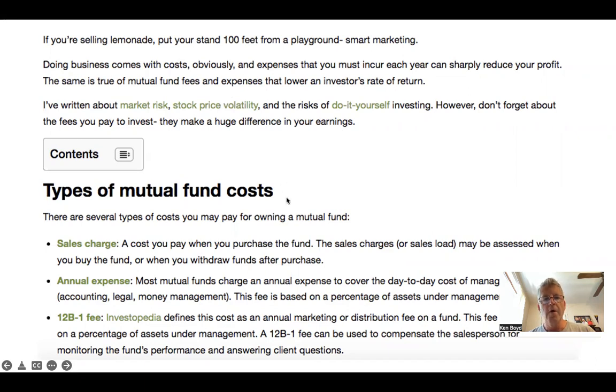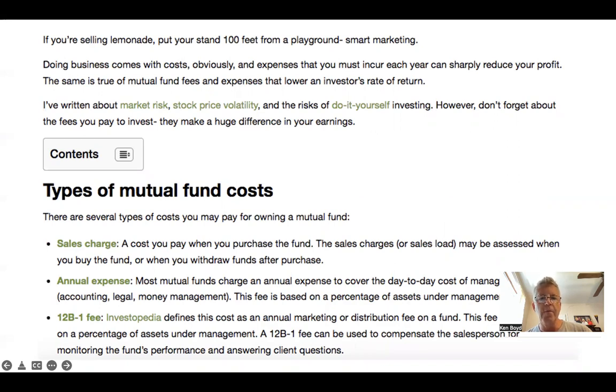So there are three types of costs, basic costs to buying a mutual fund. The first is the sales charge, the cost you pay when you purchase the fund. The sales charge or sales load may be assessed when you buy the fund or when you withdraw funds after a purchase. The annual expense, which is really what we're talking about here, is the cost for the day-to-day management of the fund, like accounting, legal, and money management. It's based on a percentage of assets under management.